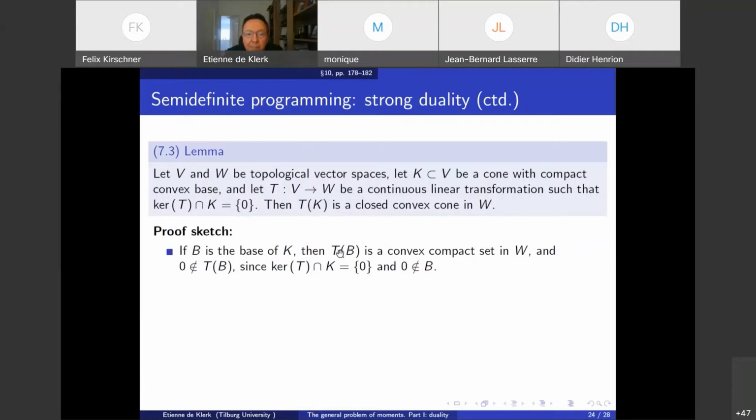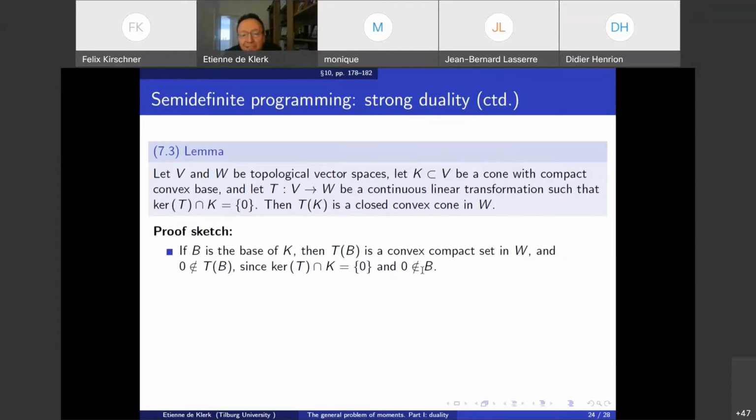this T of B, T being a continuous linear transformation, will map this compact convex base to a convex compact set in W, and 0 will not be in TB because B consists of things in the cone, and the only thing in the cone that's mapped to 0 by T is the 0 vector because of this condition. Okay, and also, sorry, we also have to assume that the base must have the property that it does not contain 0.